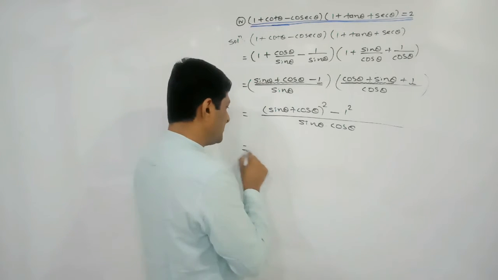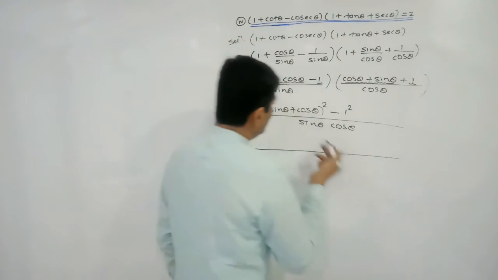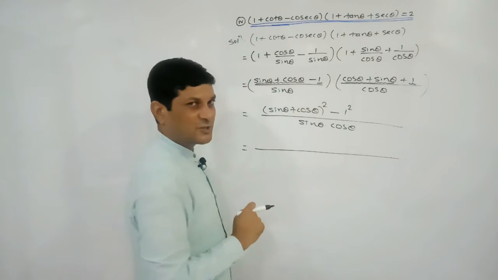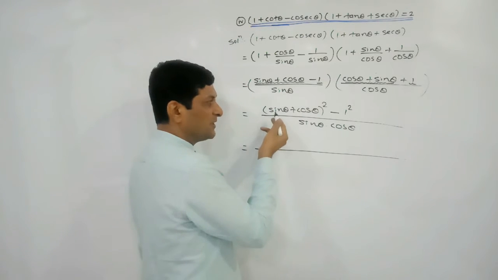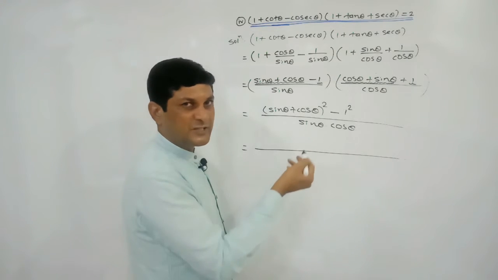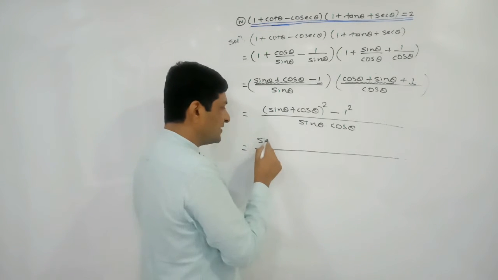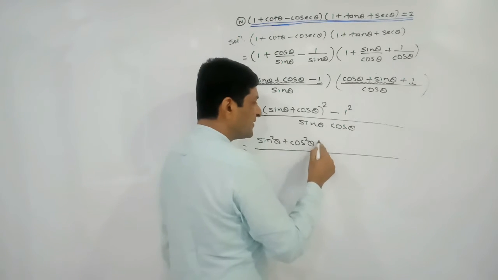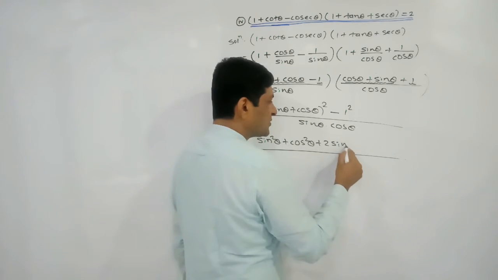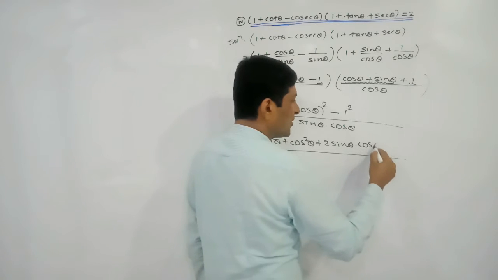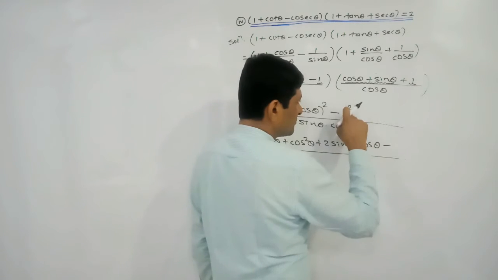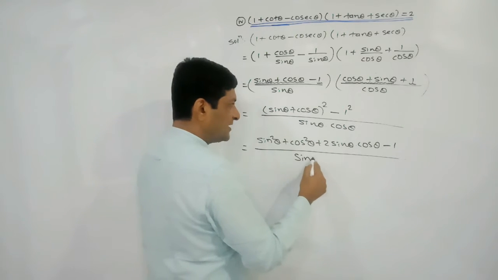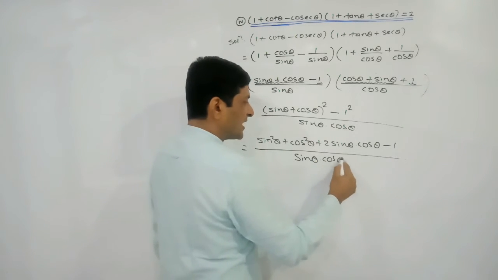So which is equals to, again we are finding expansion of this bracket applying a plus b whole bracket square identity. What result we will get? A square plus 2ab plus b square. A square means sin square theta, plus b square, b square means cos square theta, plus 2ab, 2ab means 2 sin theta into cos theta. Minus, keep it as it is. What is square of 1? Will be equal to 1. And in the denominator, sin theta into cos theta, keep it as it is.